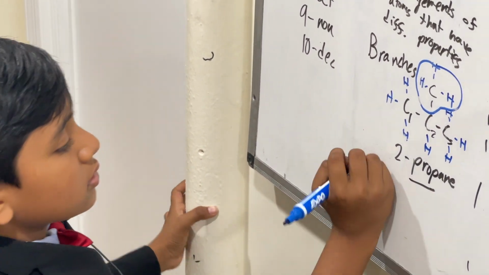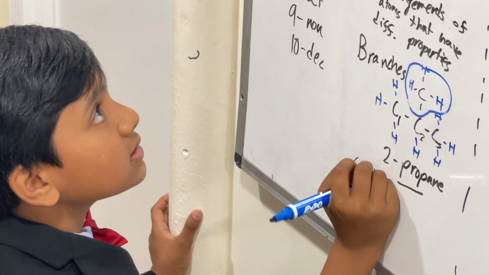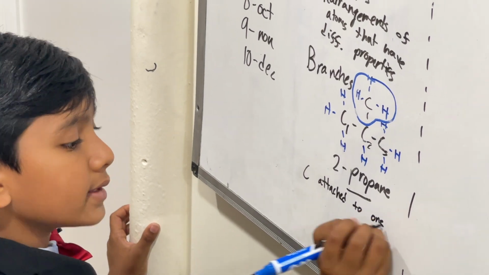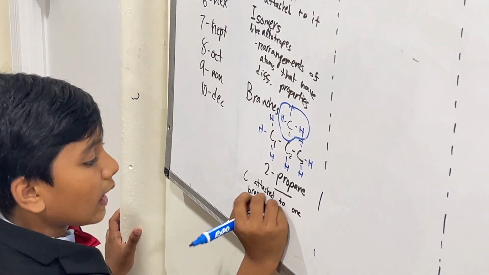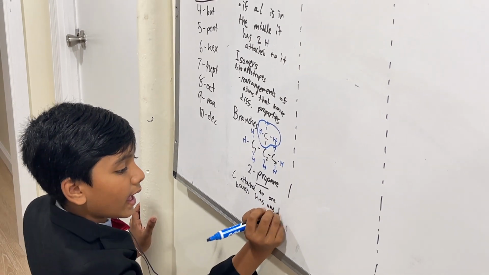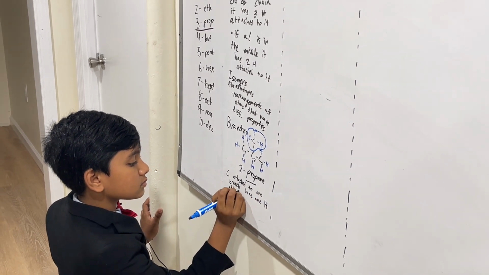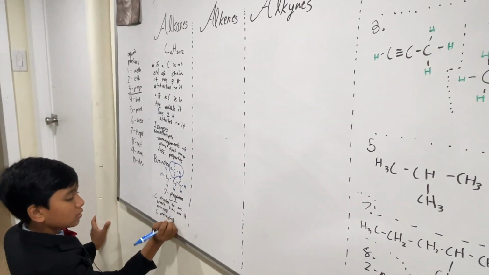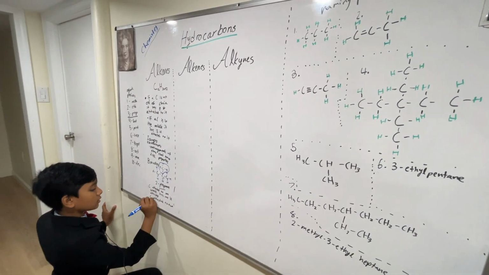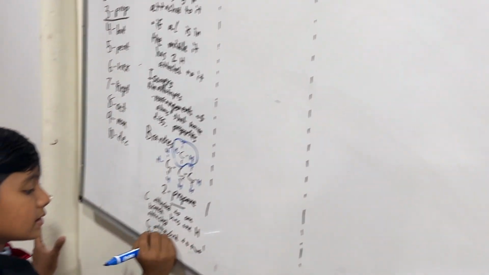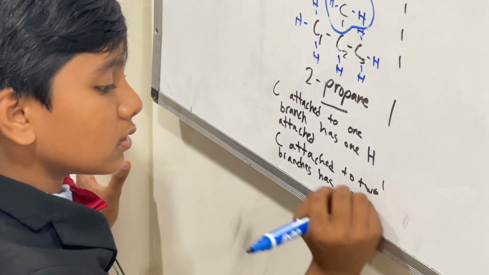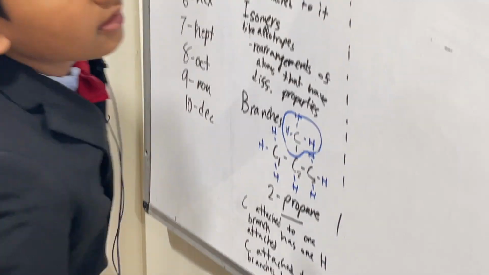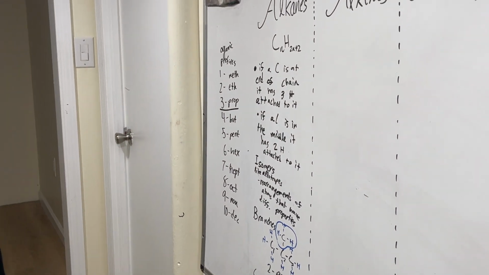So now, a carbon attached to one branch has 1 hydrogen attached. And a carbon attached to 2 branches has no hydrogen attached. Alright. So those are alkanes.